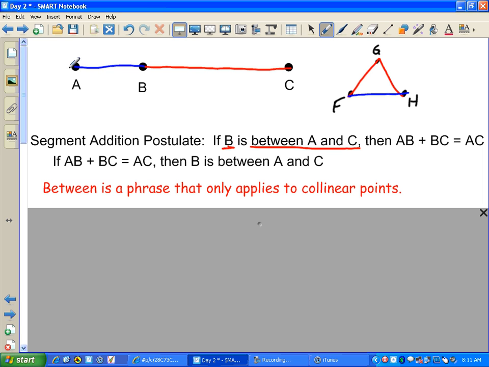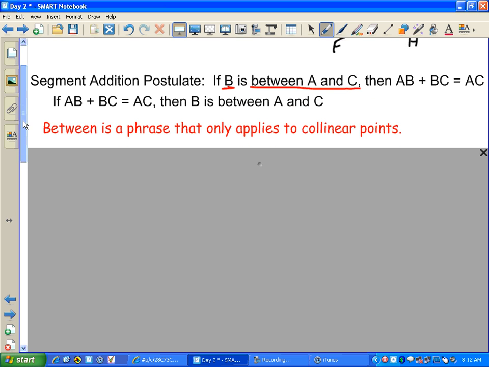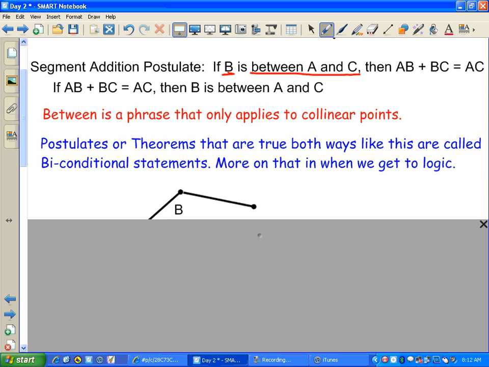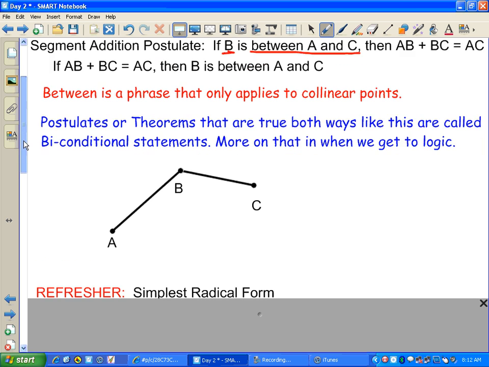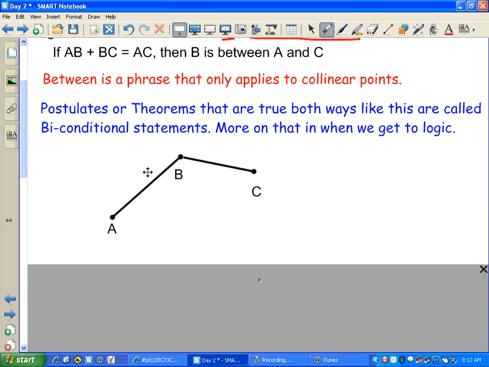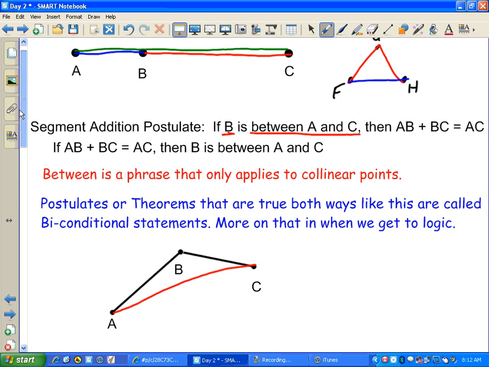But in my original example, the length of the blue plus the length of the red is definitely going to equal the length of the green. So if I add the length of AB, add the length of BC, that's going to equal the length of AC. That's what the segment addition postulate does for us. So here's another version of it. Okay, if I take the length of AB here and add it to the length of BC, it's going to be longer than what AC would be. Okay, so this is one way.